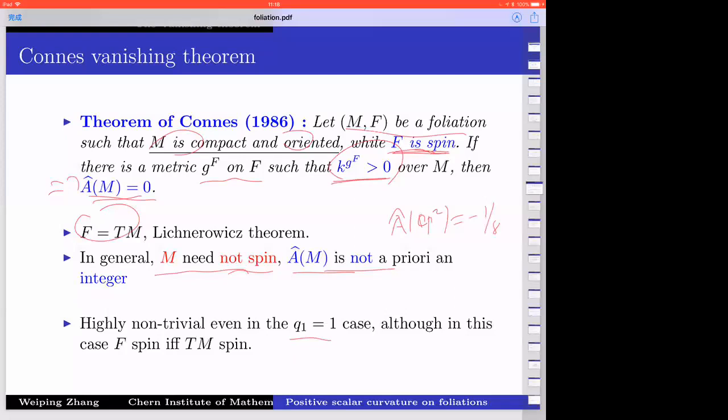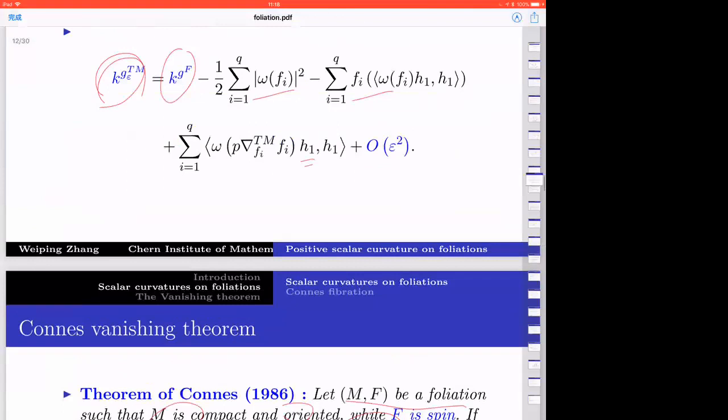Although in this case, of course, in codimension one, a one-dimensional oriented line bundle is always spin, so spin of F and TM being spin are equivalent. We do not have a problem with this, but still, even in this case, it is much more complicated, as we see that there is no naive way to get positive scalar curvature on it to apply the Lichnerowicz formula.